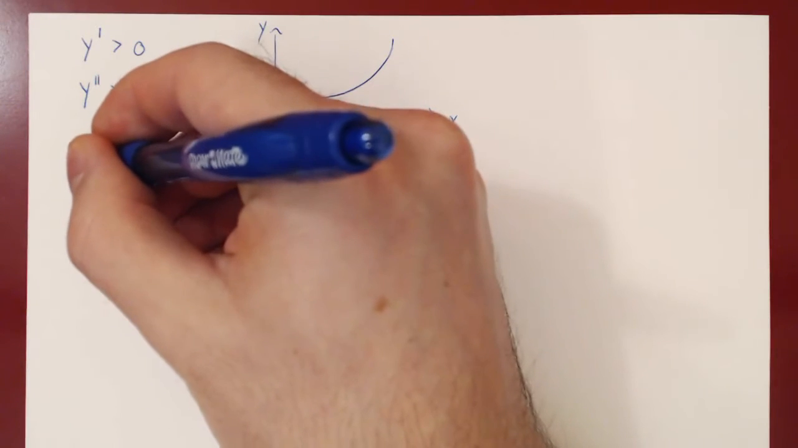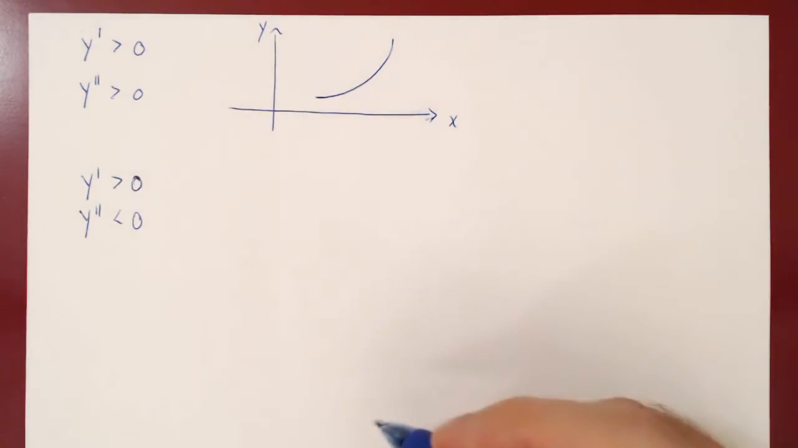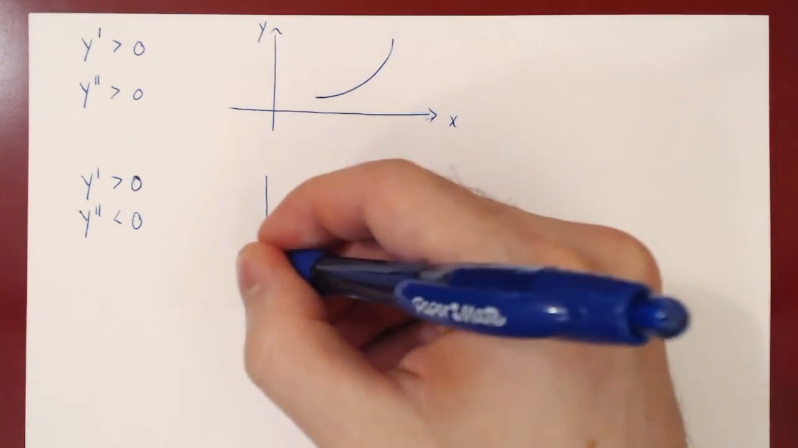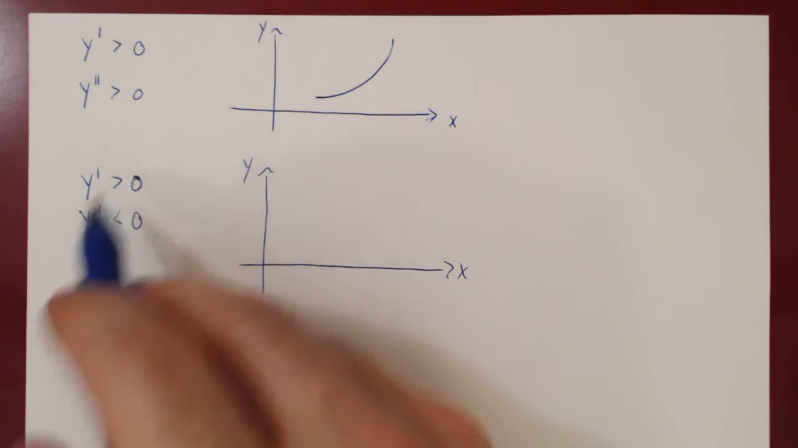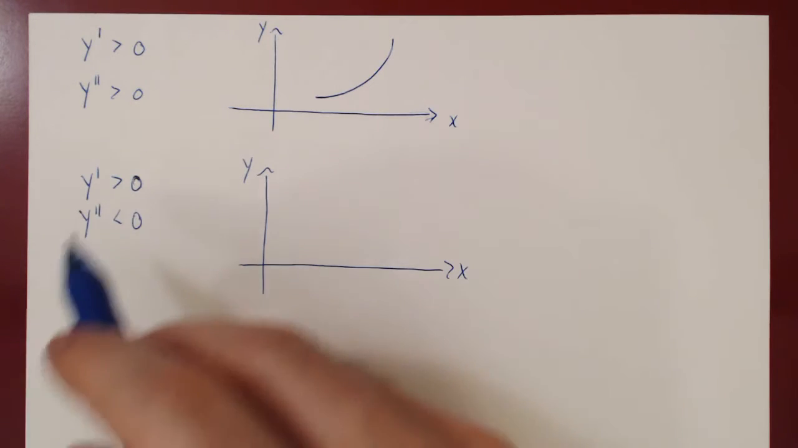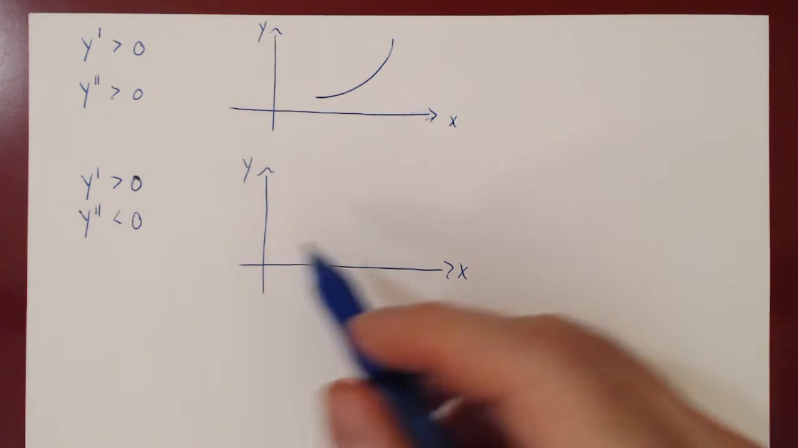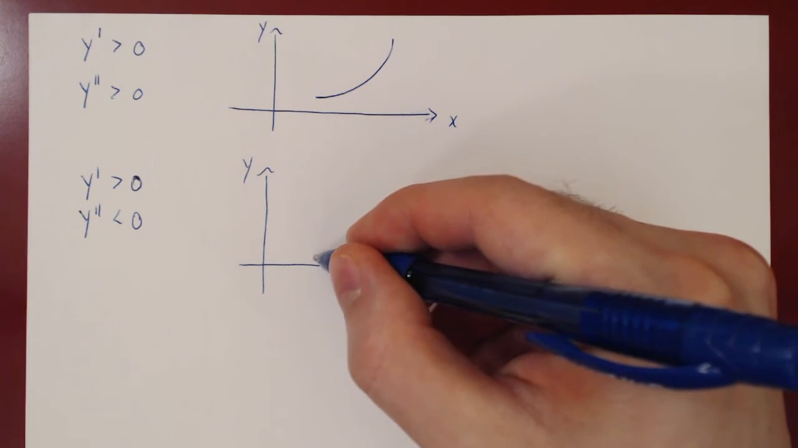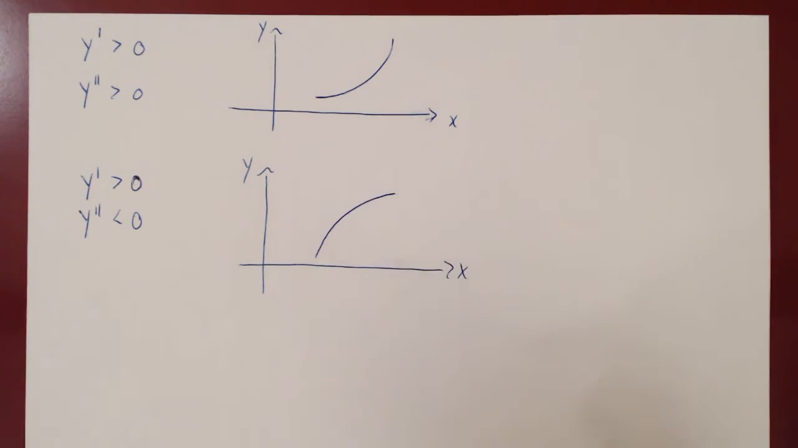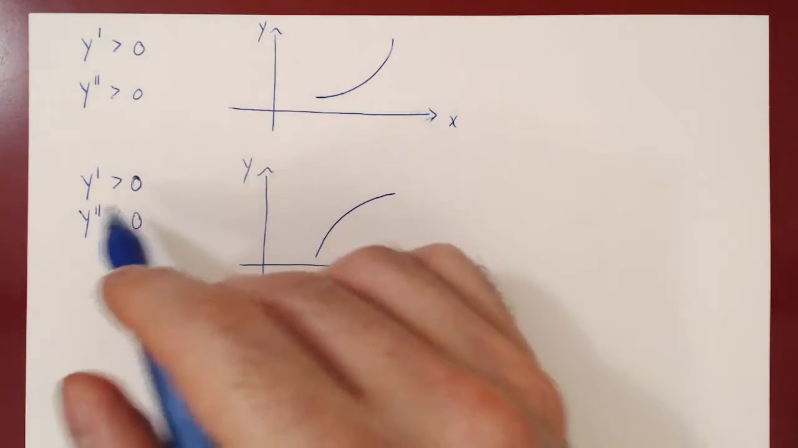Well, there's another case. What if the first derivative was positive, but now the second derivative was negative? Well, the curve is still increasing because the first derivative is positive, but now the second derivative is negative, therefore the curve is concave down. And the only way to sketch a graph of an increasing function that is concave down is if it looks something like this. So that's for increasing, when the derivative is positive.